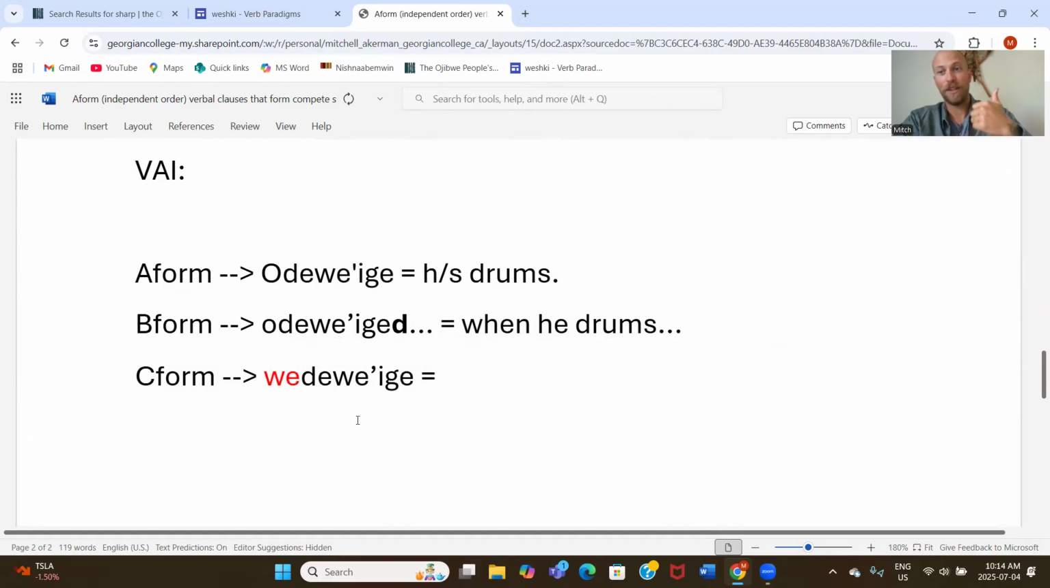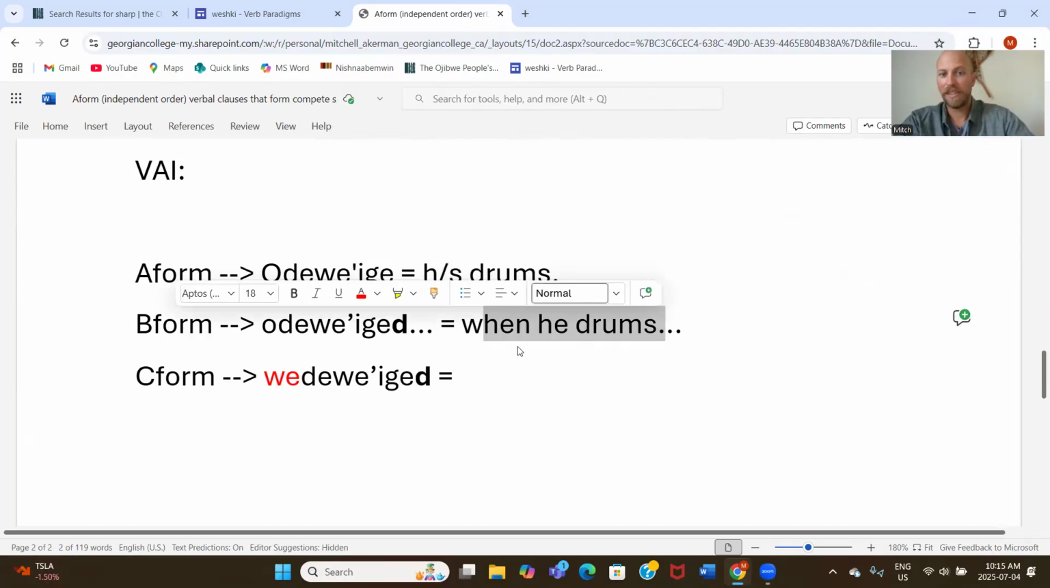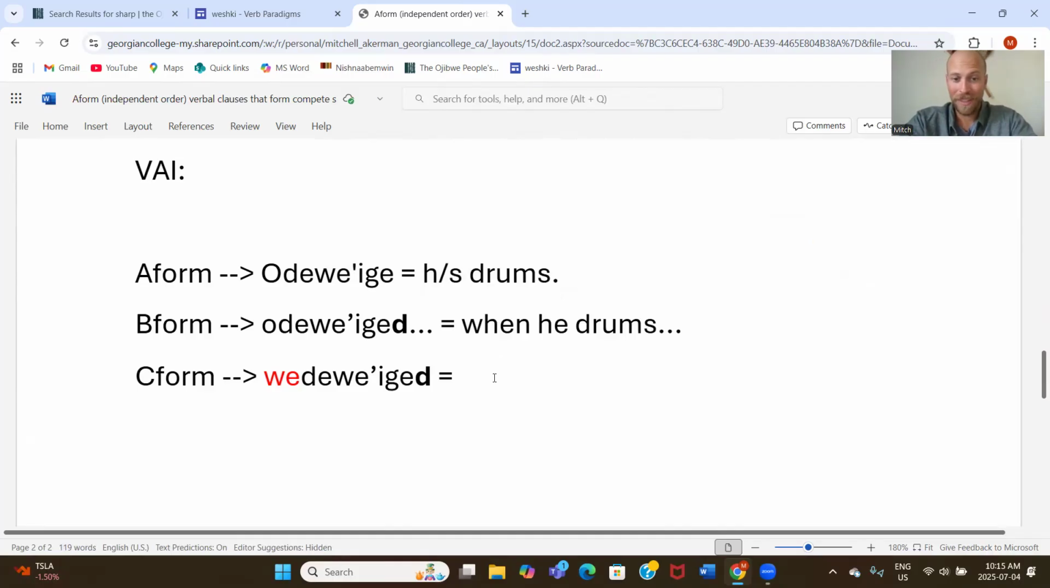Now, it's initial change plus conjunct ending. So you still have to add the correct conjunct ending for whoever the person is who's doing it. In this case, I still want it to be the third person singular. So now we've created wedeweget, and wedeweget needs to be interpreted some way. We had he or she drums, when he drums, and wedeweget is now the one who drums, aka the drummer.